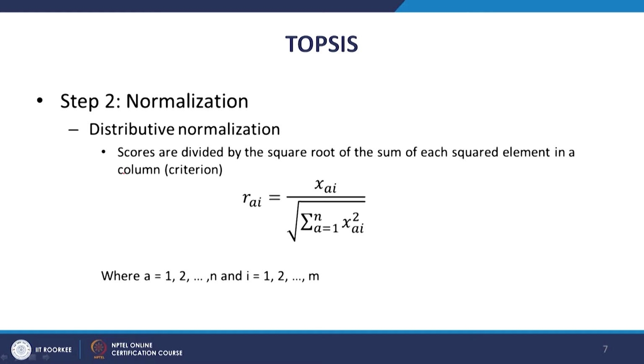Because we have n alternatives, all the scores for all the alternatives are squared and summated, and then a square root is taken. This is how we compute the distributive normalization, and it is going to be used later on in step number 3. Now, there is another way to perform this normalization.